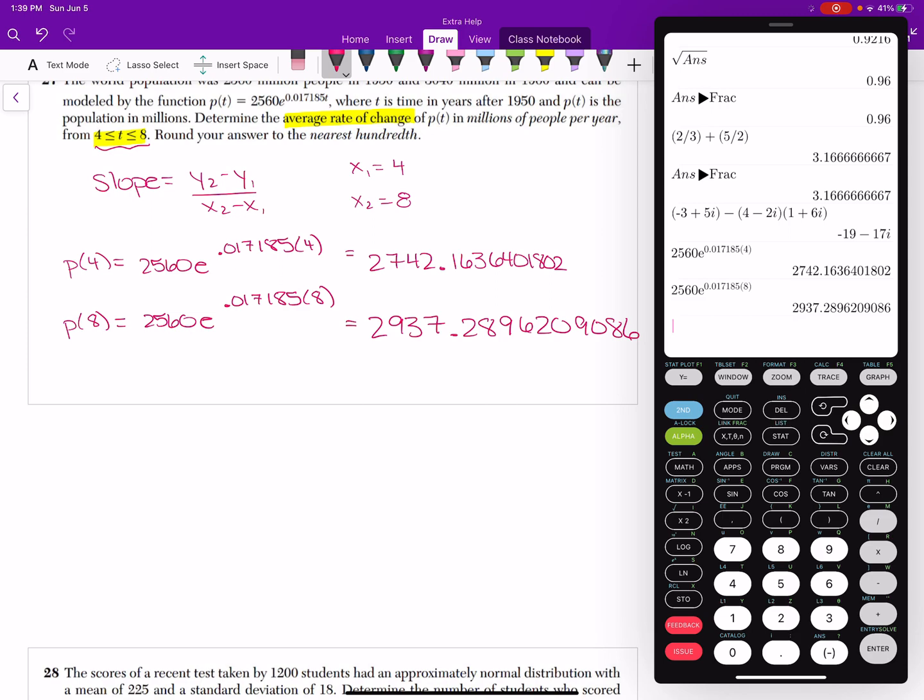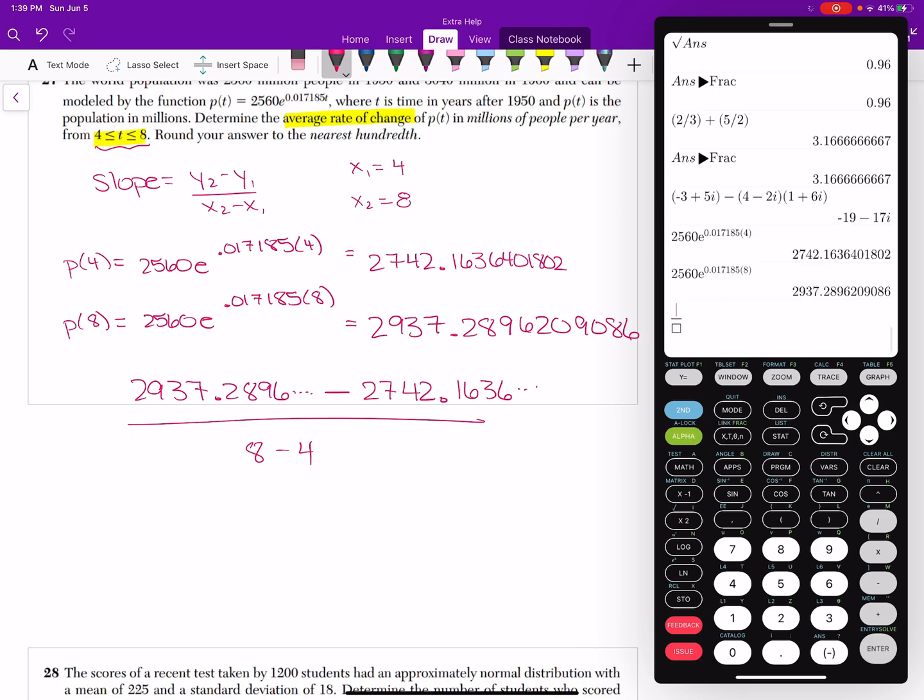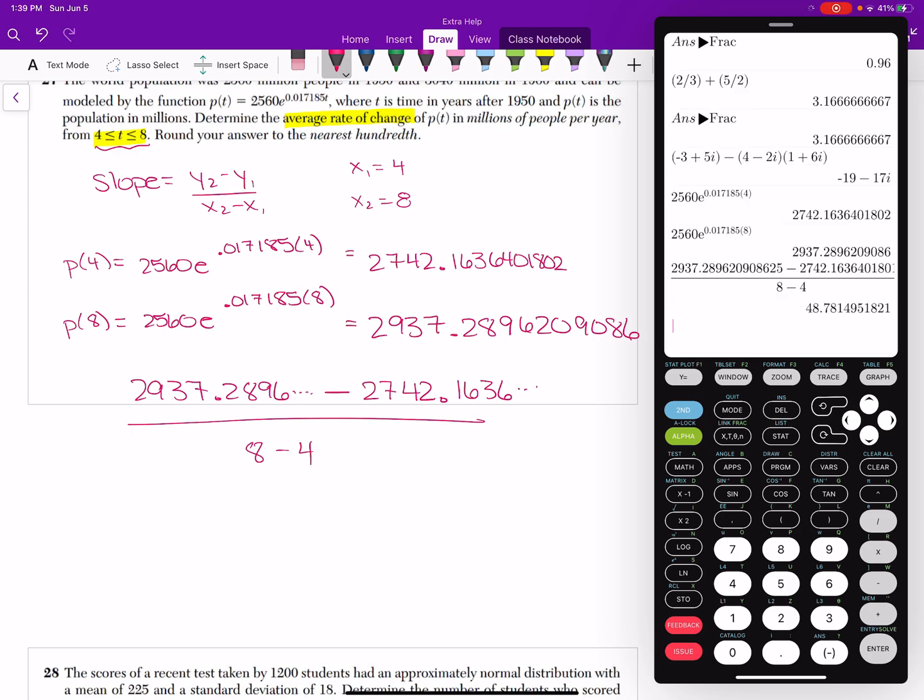From here, I can set them up to subtract over their x's. I would use my calculator if I were you. Make sure that you're plugging them in the correct order. It says to round to the nearest hundredth, so 2 decimal places, so you should get 48.78.